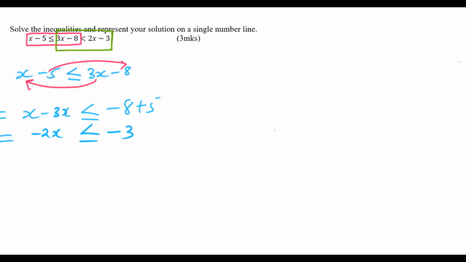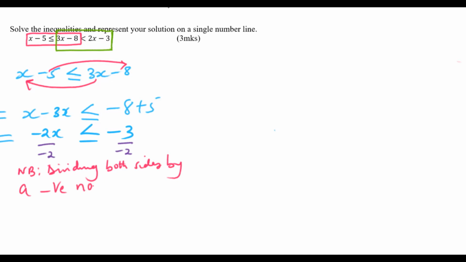We want to get the value of x, so divide both sides by negative 2. Note: dividing both sides by a negative number changes the inequality sign to the opposite.